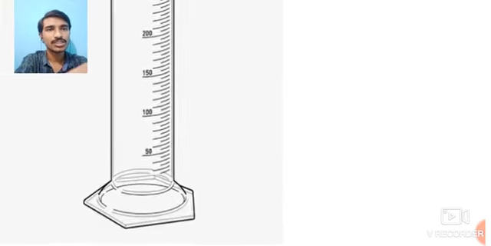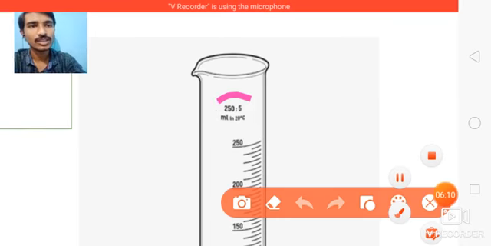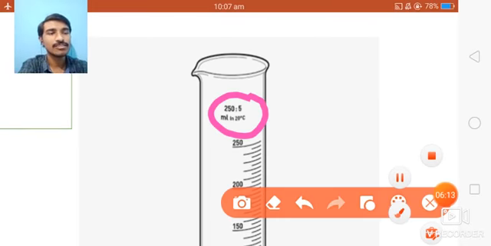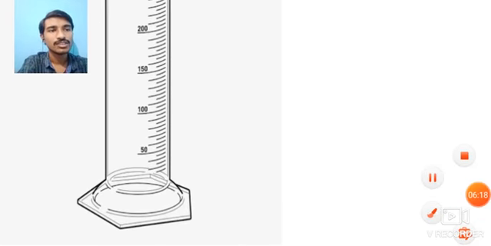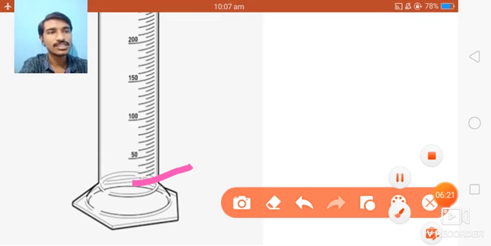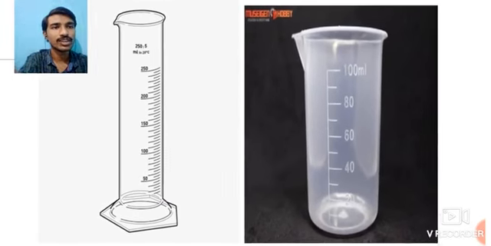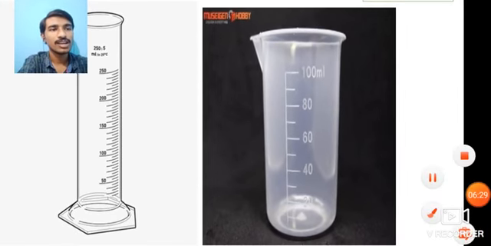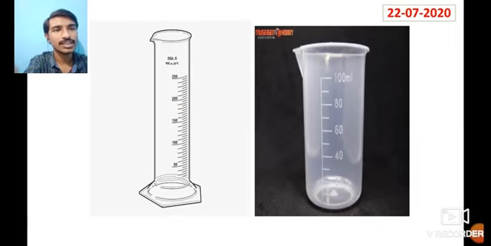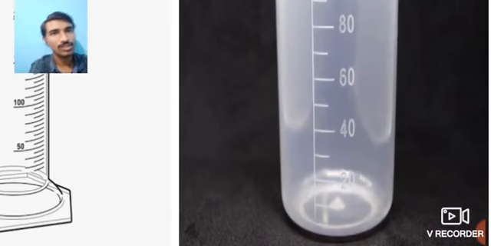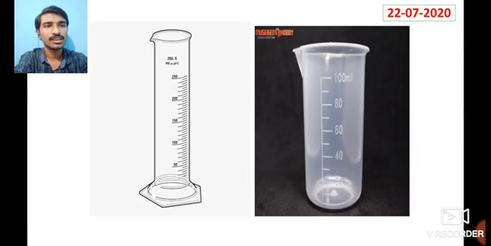Here, students, you can see in this figure it is in milliliter. You can see 250 milliliter is given here, and the starting point is 0. From 0 it is increasing upwards. This is the second figure. You can see a measuring cylinder of 100 milliliter in this figure. The 0 is marked at the bottom. Here you can see the 0. After 0 it is 20, 40, 60, 80 and 100 ml.